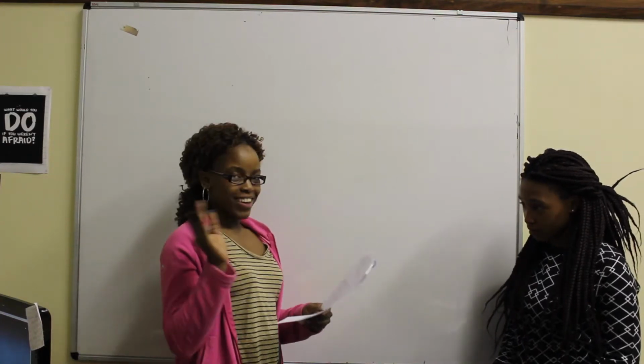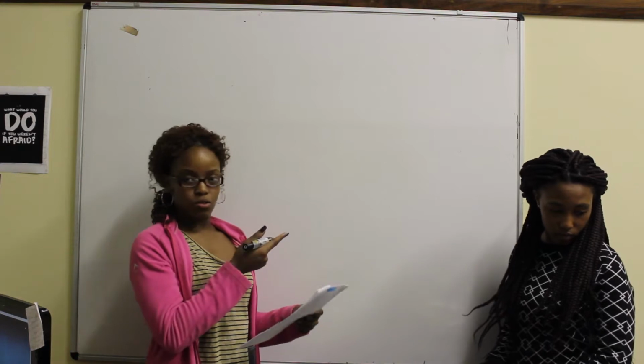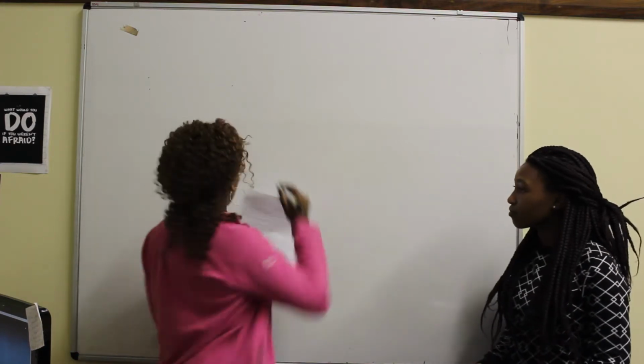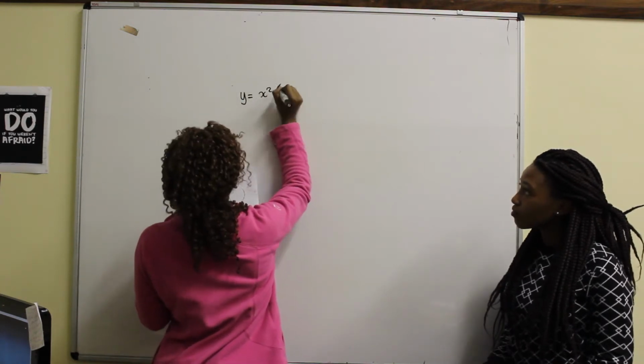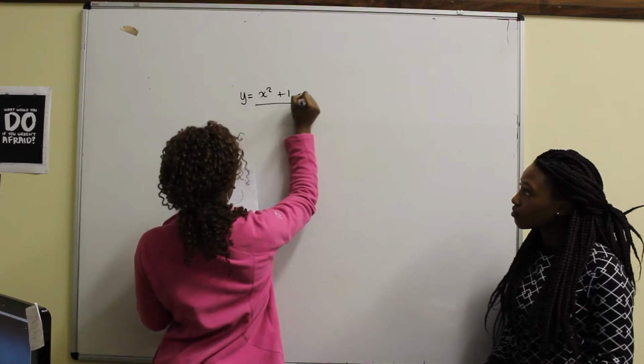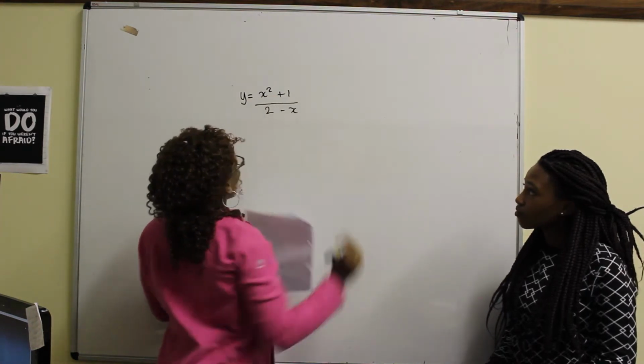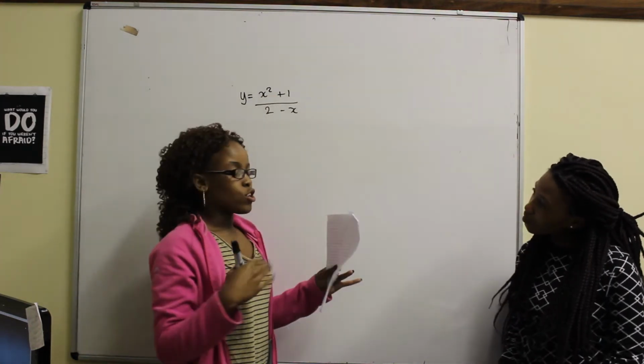Hi, so we're back, and I'm doing question 2M, and I'm doing the quotient rule, and then Tandy was going to do the product rule. So the question is y equals x squared plus 1 over 2 minus x. Okay, like I did before, I'm going to explain what you do with the quotient rule.